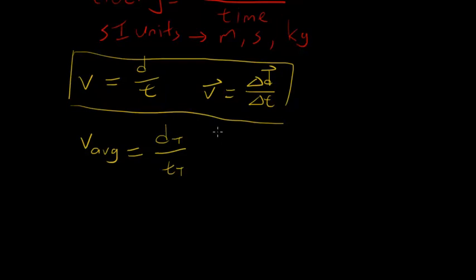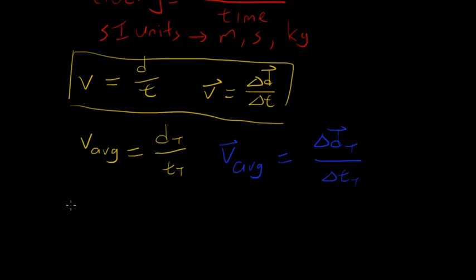And the same thing for velocity. I'm going to do it in another color to show that there's a difference. Average velocity equals total displacement over total time. So the difference between average velocity and average speed is just the top part: distance and displacement.